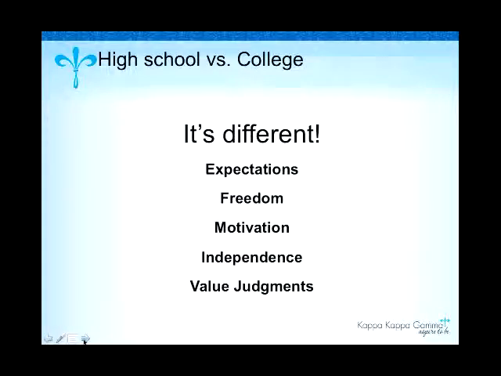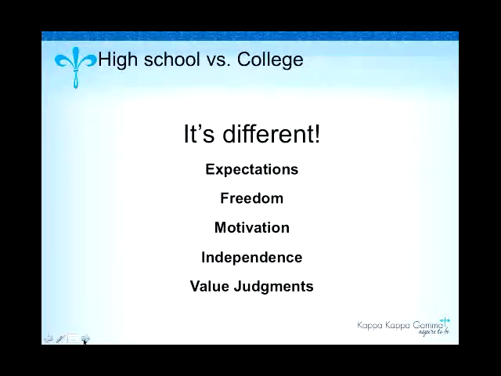Freedom, the freedom that students have in high school is very different than what they have in college. There's less structure, a lot of free time, and a lot of opportunity, hopefully, to manage time well. And oftentimes students, if they don't manage that time well, find themselves in a little bit of trouble. I'm sure each of you haven't dealt with anything like that this semester.